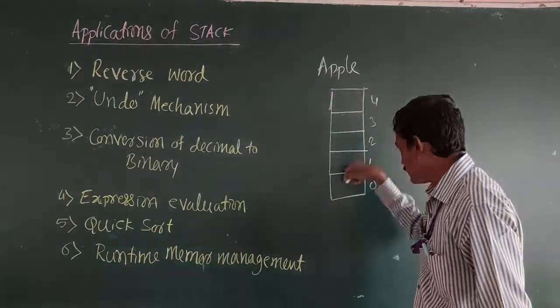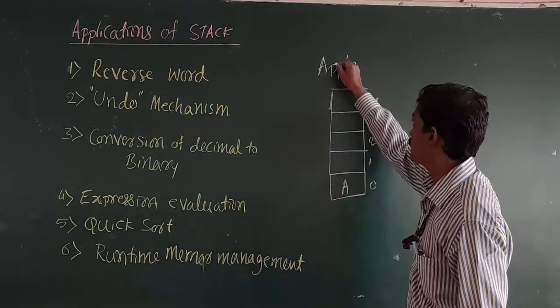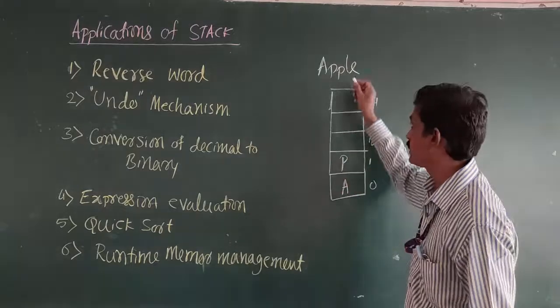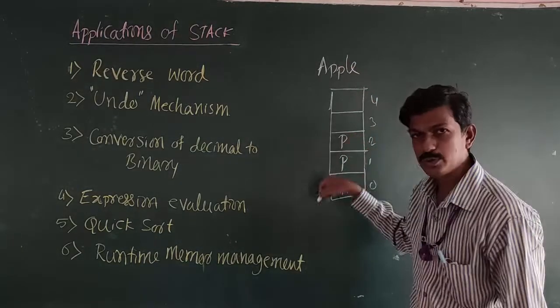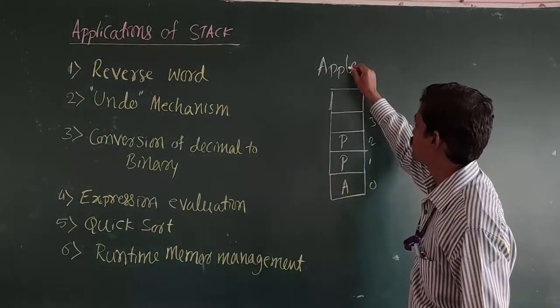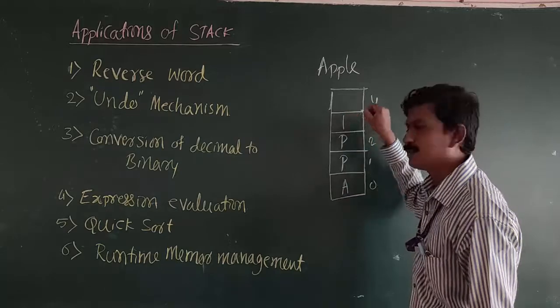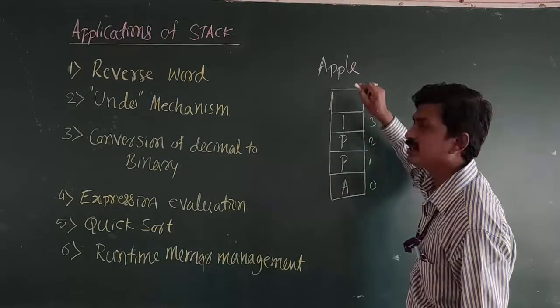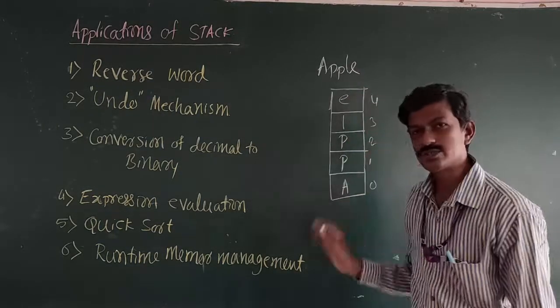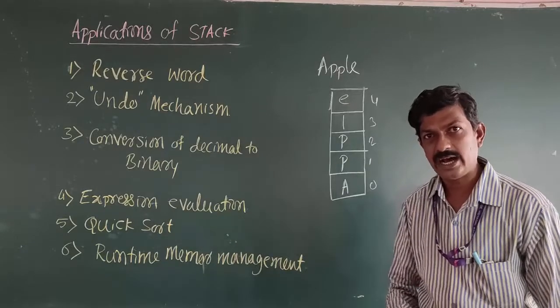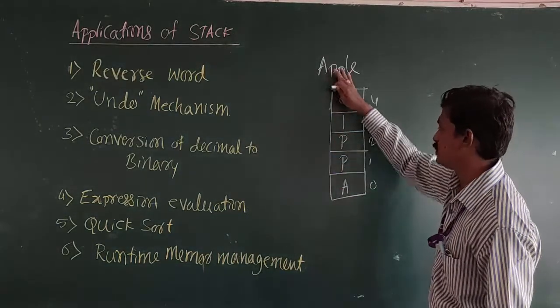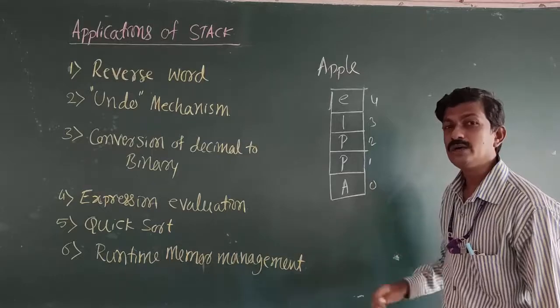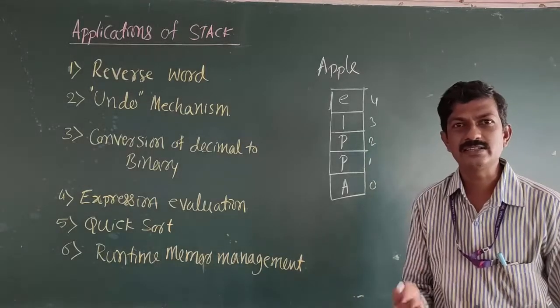First A, I push it to the stack. Second one is P, I push it to the stack. Third letter is P, I push it into the stack. Fourth letter is L, I push it to the stack. Last one is E, I push it to the stack. I pushed all the elements into the stack data structure. Now I want to write its reverse form.